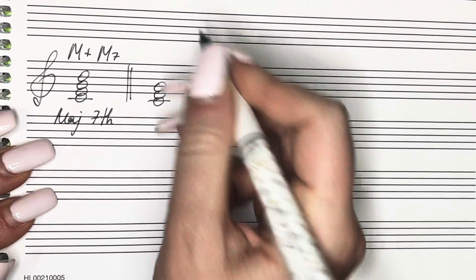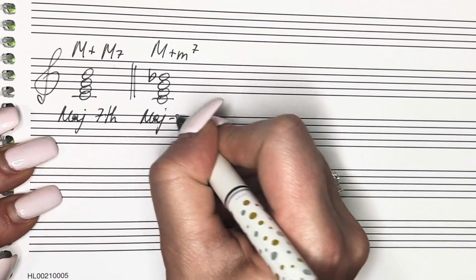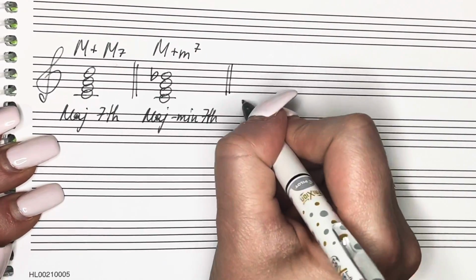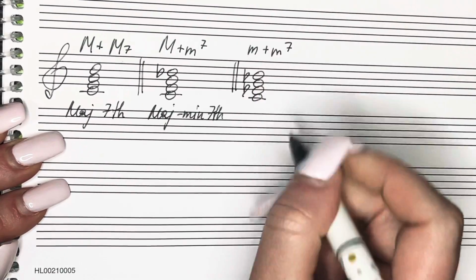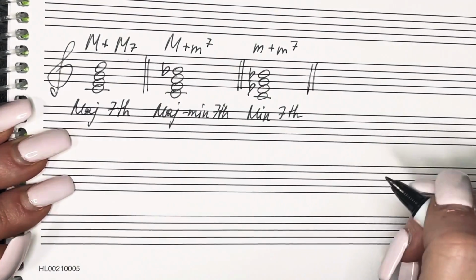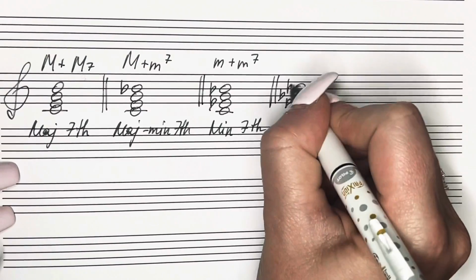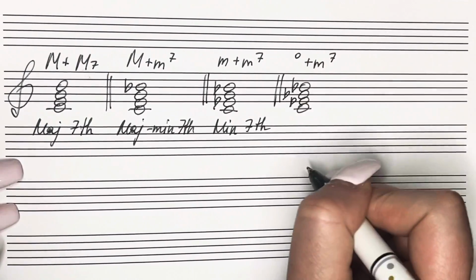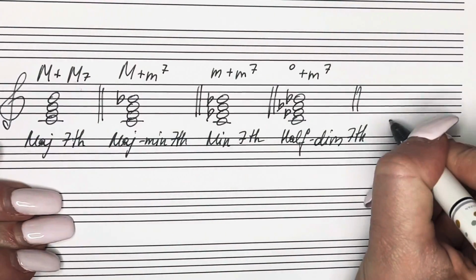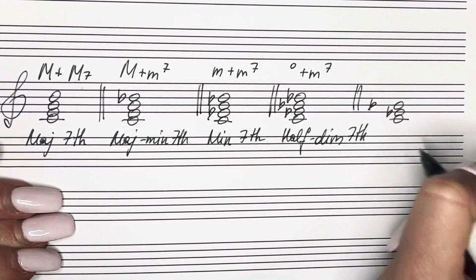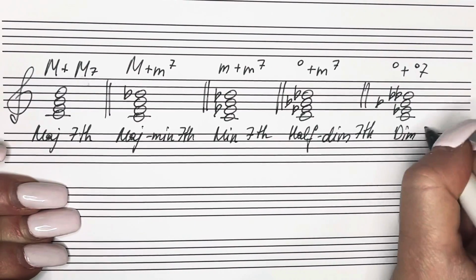The next chord is again a major triad, but we're adding a minor seventh on top, and it's called a major minor seventh chord or a dominant seventh chord. Next chord, we are now working with a minor triad and adding a minor seventh on top, and it is a minor seventh chord. The next chord, chord number 4, is a diminished triad with a minor seventh on top, and it's called a half diminished seventh chord. And the very last for today is a diminished triad with a diminished seventh on top. And this chord is called a diminished seventh chord.